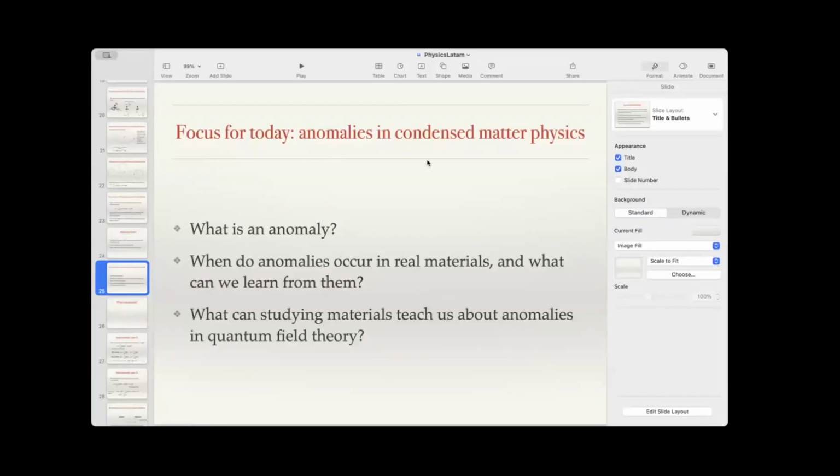So I'm going to stop sharing this. So that's the axial anomaly, as you will probably see it later in your course.